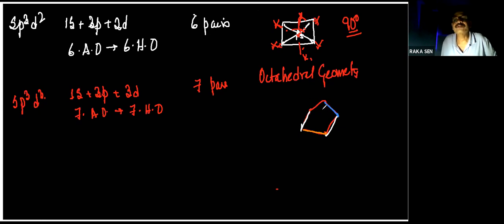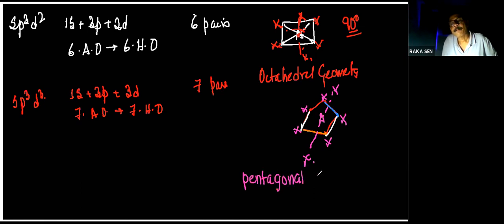Out here, you will have the central atom A, and the remaining X's: 1X, 2X, 3X, 4X, 5X. And the other X's will be at 90 degrees to each. So 5, 6, 7. This kind of geometry is called pentagonal bipyramidal.